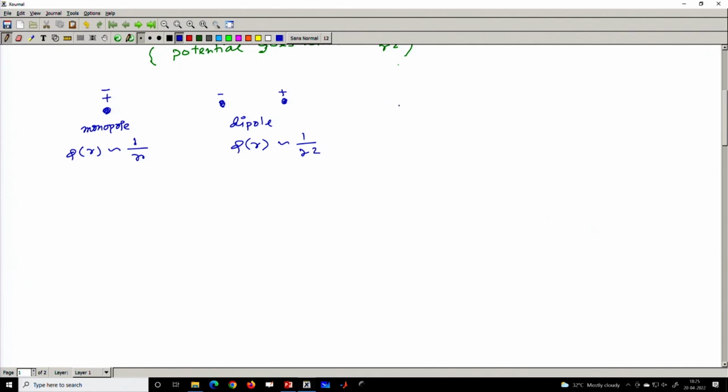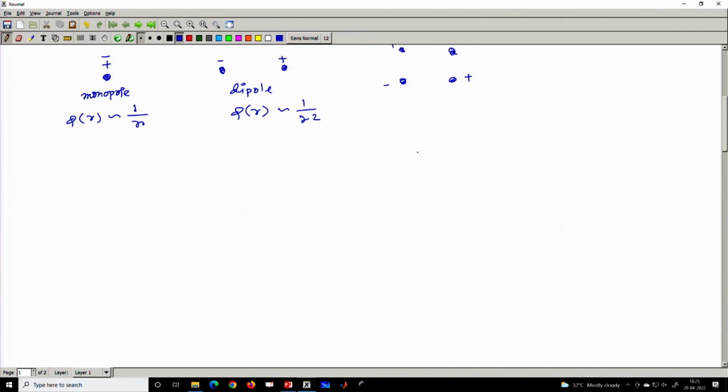Now we can extend this to other kinds of charge systems. If I have 4 charge points, having plus and then minus, plus, this kind of charge distribution we call a quadrupole. And here the potential will vary as 1 by r cube.